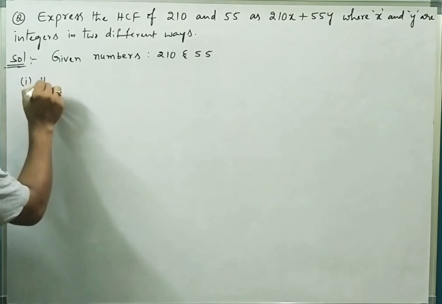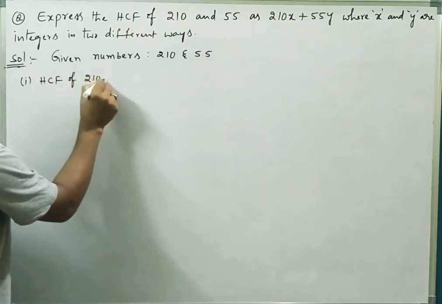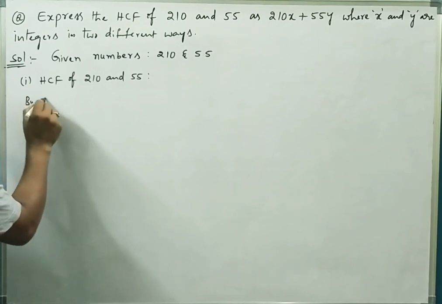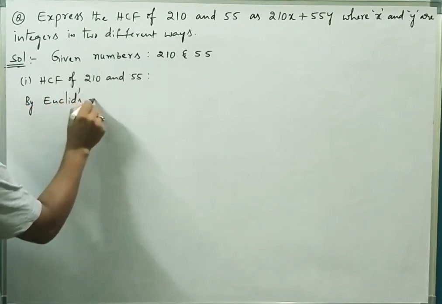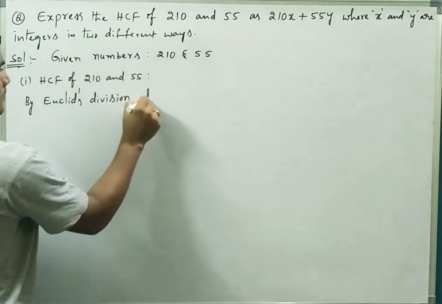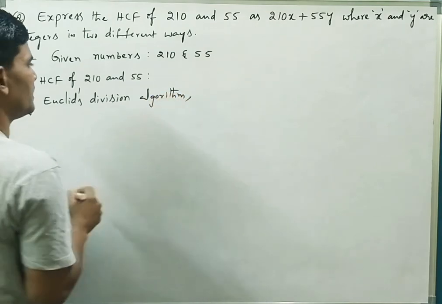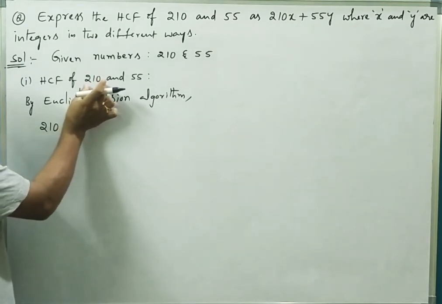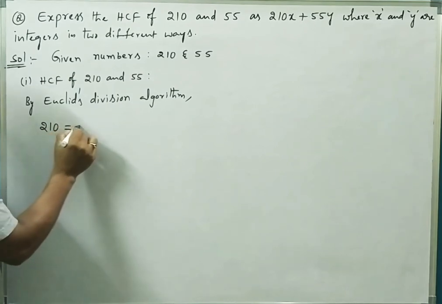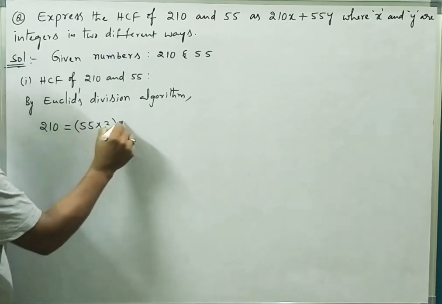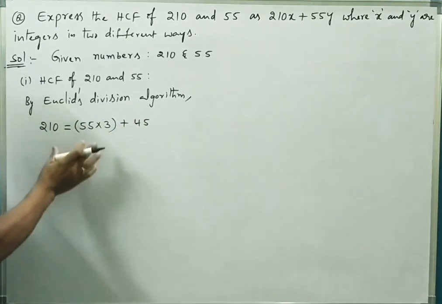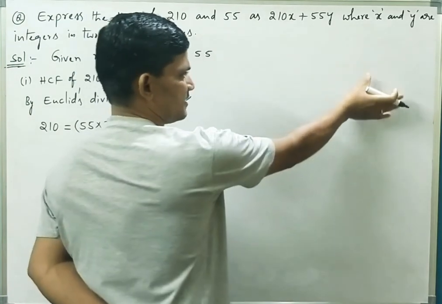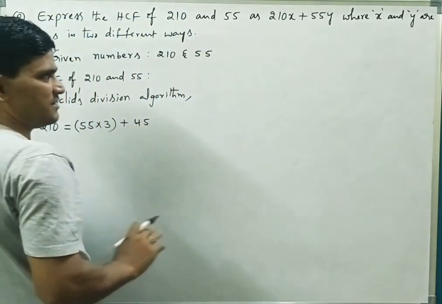Step 1. HCF of 210 and 55 by Euclid's division algorithm can be expressed as, when you apply Euclid division algorithm for these two, 210 can be expressed as 55 into 3 plus 45. To understand better, let us do the successive division method, that is the continuous division method. From that pattern, you can easily write these statements.